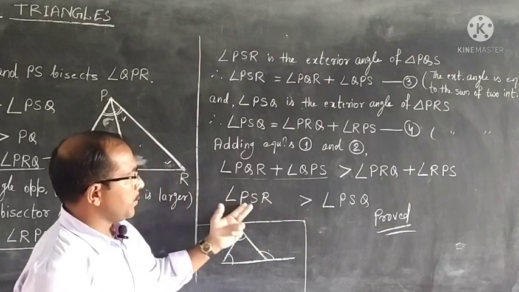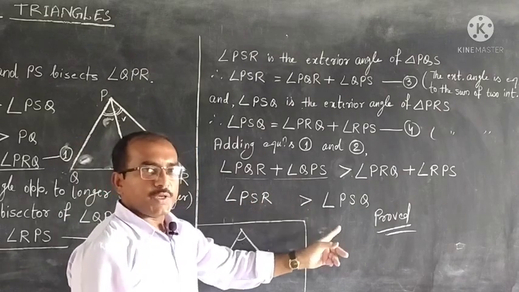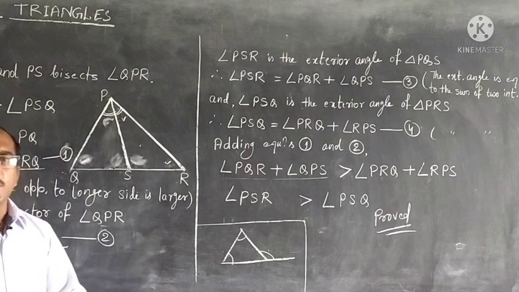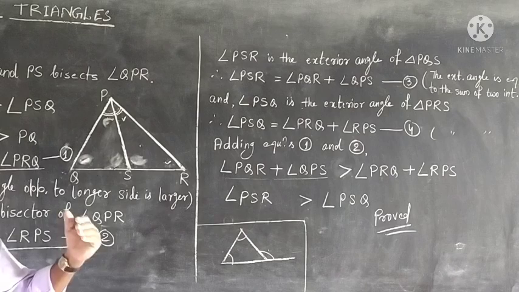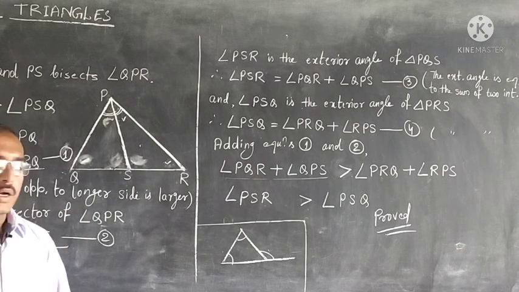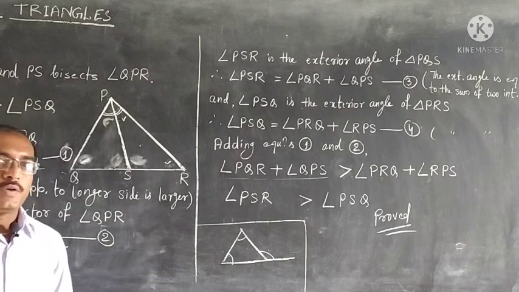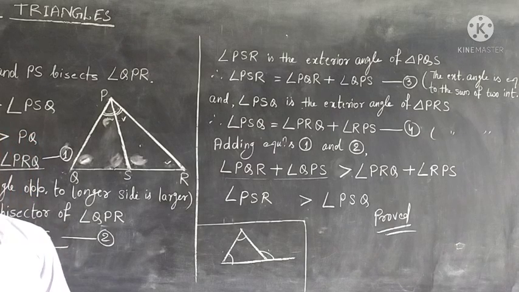So, finally, we get PSR is greater than PSQ. So, a simple solution: we only need to remind ourselves what is given in the question and what property of triangles or sides we are using, and we get the proof very easily. Now, let us see another solution in the next video.